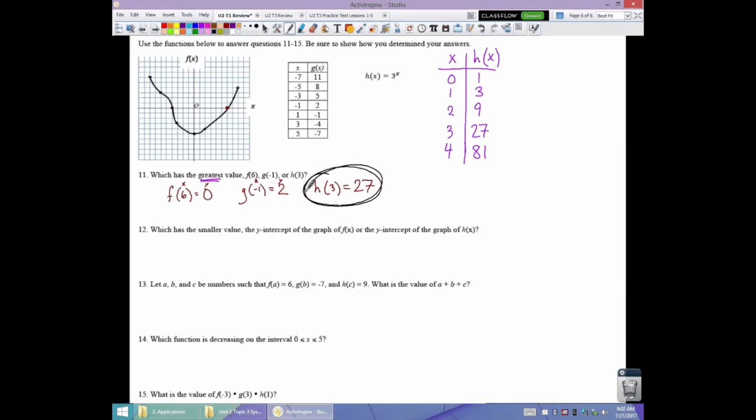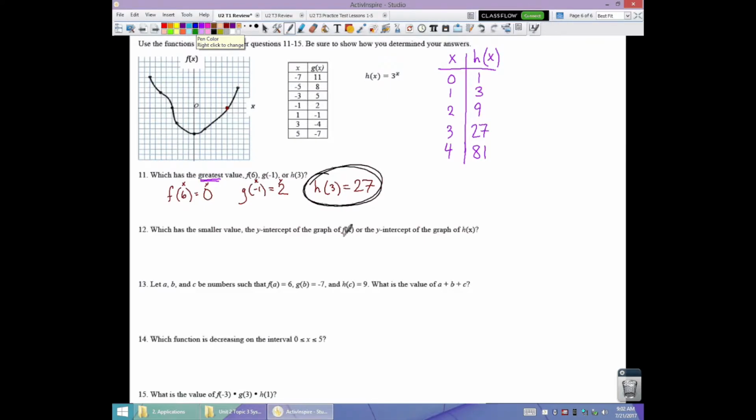The way I would like you to do that is actually show me, write down all three of those values, and then just indicate by circling or repeating which one is the greatest. So which has the smaller value, the y-intercept of f of x or the y-intercept of h of x? So let's go find our two y-intercepts here.